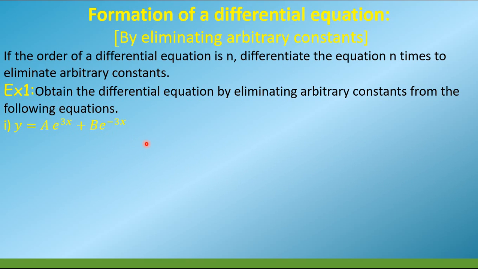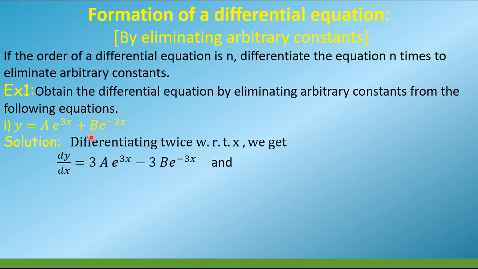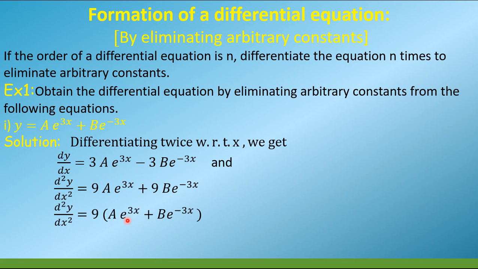To eliminate, you have to differentiate twice. So differentiating twice, obviously e raised to 3x derivative will be 3 into e raised to 3x and this minus 3 into b e raised to minus 3x. And the second order, 3 3s are 9, minus minus become plus. Taking 9 common, you can get again this expression is nothing but y. Replacing the value, you will get d2y by dx square is equal to 9y is the required differential equation. You can see arbitrary constants getting eliminated.